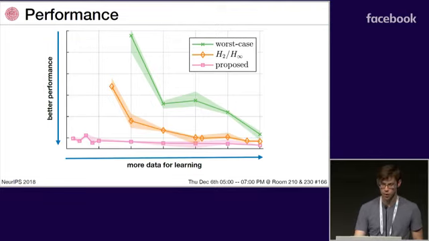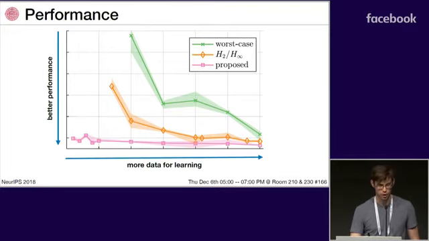In green, you have a worst case method. So that's a robust controller that optimizes for the worst model from your set, as well as another robust method in orange, which optimizes for the nominal model that you get from least squares. And you can see that the proposed method offers good performance, especially when there's little data available for learning.